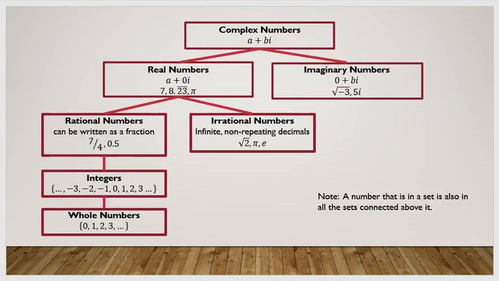And then if it has both, that number might be written as something like 2 plus 3i. Then it's neither pure real, nor is it pure imaginary. It's complex when it has both the real and the imaginary part.